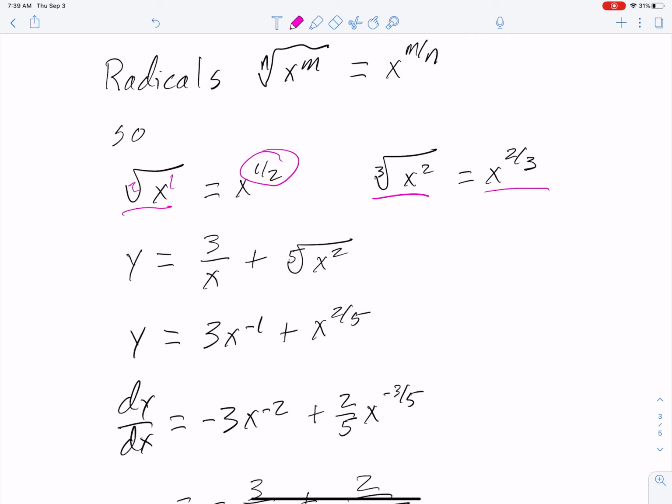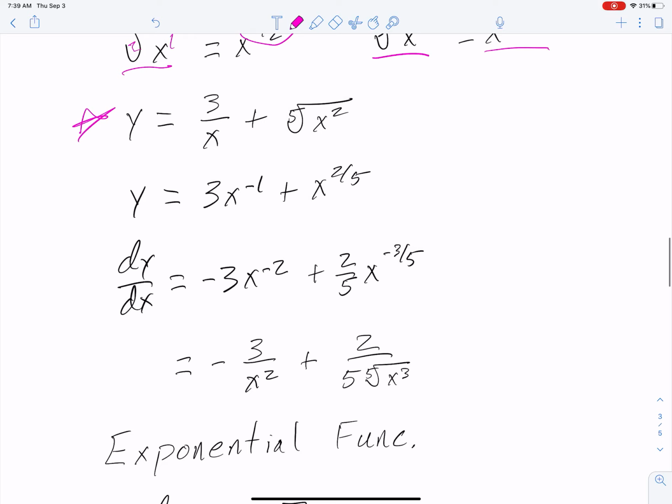So let's say we've got a function, y equals 3 over x plus the 5th root of x squared. Both of these need to be rewritten. Notice in the fraction, the only thing that moved was the variable. My 5th root has become the denominator of my exponent. The exponent inside my radical has become the numerator. And now I'm ready to take my derivative.